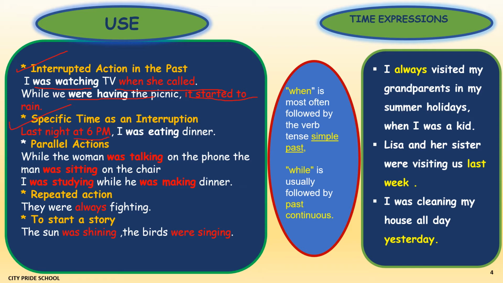To show a specific time as an interruption, the example is: last night at 6 p.m. I was eating my dinner. So I started eating a little before 6 p.m. and at 6 p.m. also the action was going on.